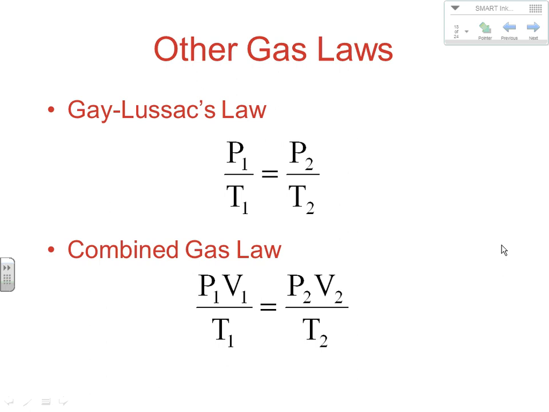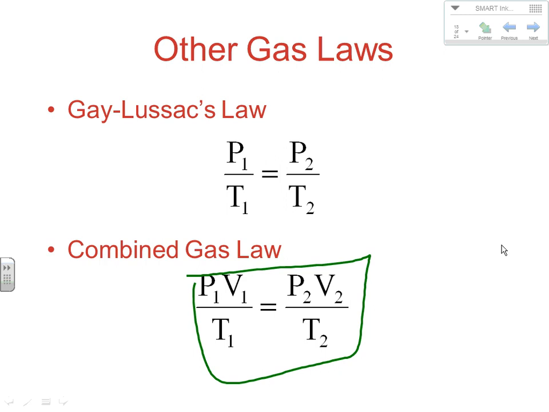Now, other gas laws. Gay-Lussac's law looks at the direct relationship between pressure and Kelvin temperature. And since it's a direct proportionality, notice it looks like Avogadro's and Charles'. Now, the combined gas law, we usually don't say this in words. We usually just write the expression for this. But in words, this would be the product of pressure and volume is directly proportional to the Kelvin temperature. And that word expression would be expressed this way mathematically.